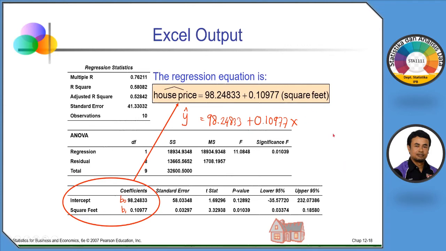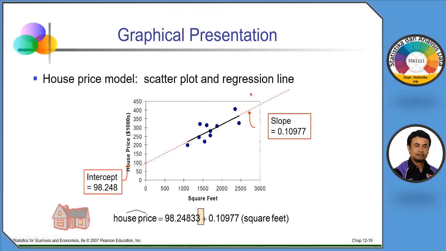Yes, sir. Thank you. So later we will try to interpret this equation. This is the estimated regression equation. This one is the intercept. The 98 here is the value of B0, and the slope is the gradient, which is delta y divided by delta x. That is the B1, which is the slope, right?